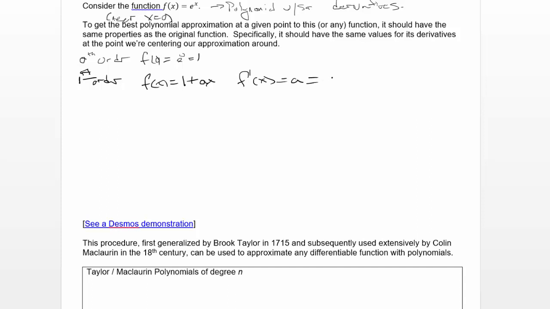And this should be equal to the derivative of the original function. Since we've chosen this very nice function, the derivative of e to the x just continues to be e to the x every time. So putting this together, our first order approximation for the function e to the x as a polynomial will be 1 plus 1 times x.